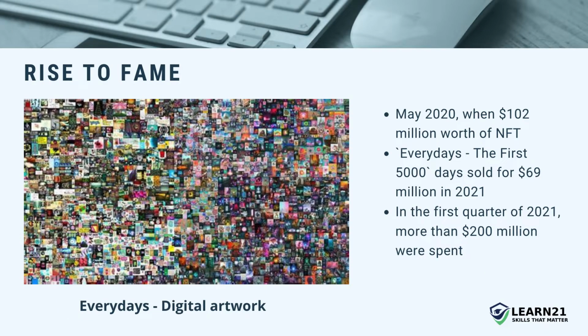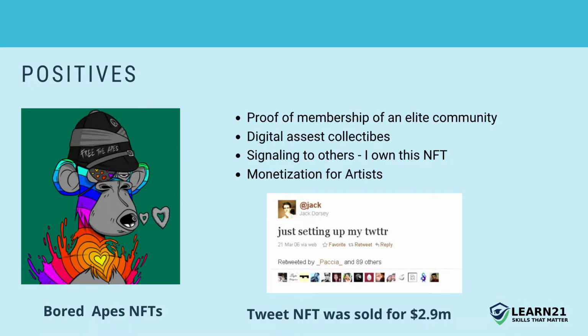Okay, so rise to fame. NFTs have been around from 2014-15, I was reading, but recently became popular in 2020 and 2021. So Everydays: the First 5000 Days, this digital artwork, an NFT, a token of this digital work, was sold for 69 million in 2021, and also there have been $200 million spent in buying these NFTs, these digital unique tokens.